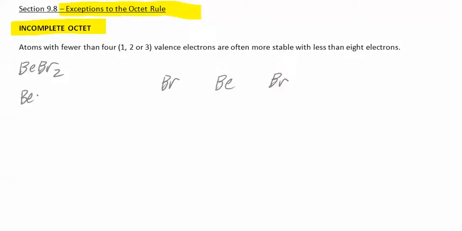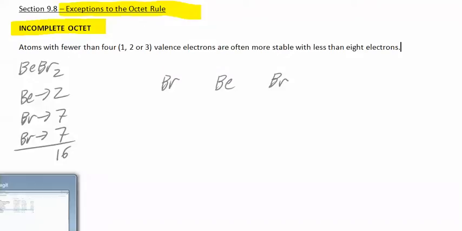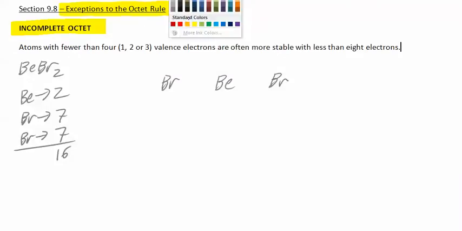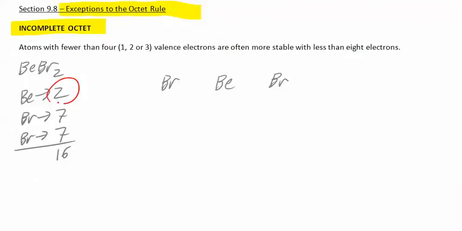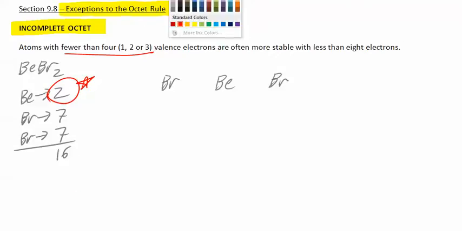Step 2, we add up all the valence electrons. Beryllium comes in with 2, and each bromine comes in with 7. So the whole molecule has 16 to work with. Immediately, you should see that when this has 2 right here, that's fewer than 4, and that should be an alarm that maybe this is going to be okay with less than an octet. So we move on to the next steps.